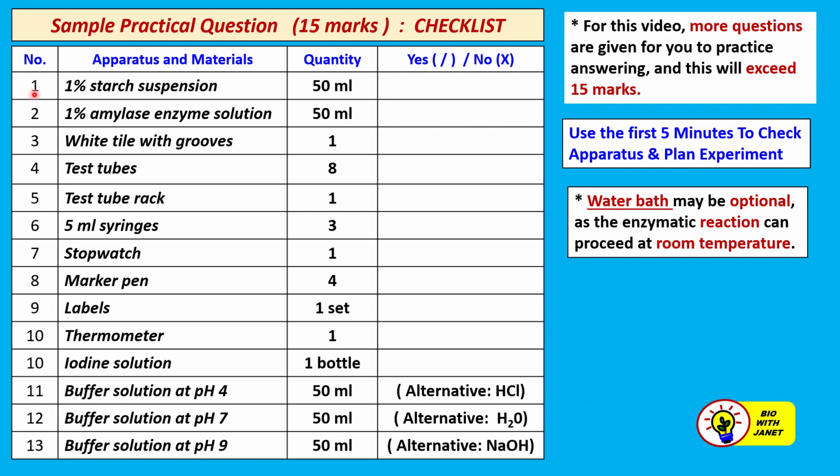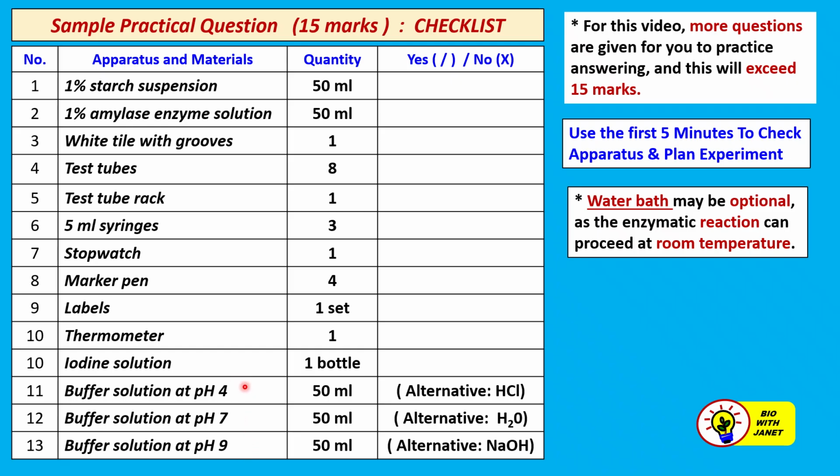Now, let's look at the list of apparatus and materials. 1% starch suspension, 1% amylase enzyme solution, white tile with grooves, test tube rack, 5 ml syringes, stopwatch, marker pen, labels, thermometer, iodine solution, buffer solution at pH 4, buffer solution at pH 7, and buffer solution at pH 9.